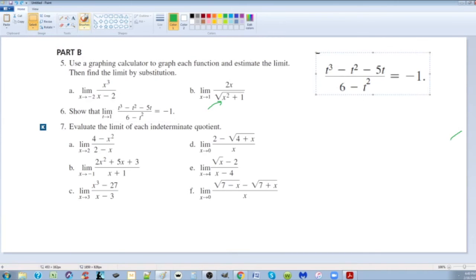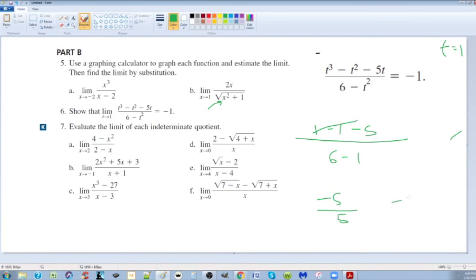So as t approaches 1, prove it. Well, you can just prove it with substitution, or you could prove it with graphing, where you're going to get 1 minus 1 minus 5 up top, and you're going to get 6 minus 1 at the bottom. So up top, these cancel out. You're going to get minus 5 over 5 and minus 1. Not quite sure what they're trying to make you prove there. Maybe you can do the limit of each of these separately and show it that way. Not quite sure what they're trying to prove.